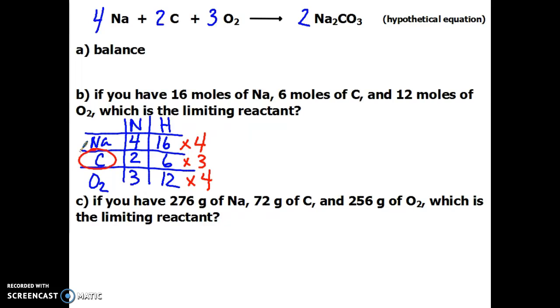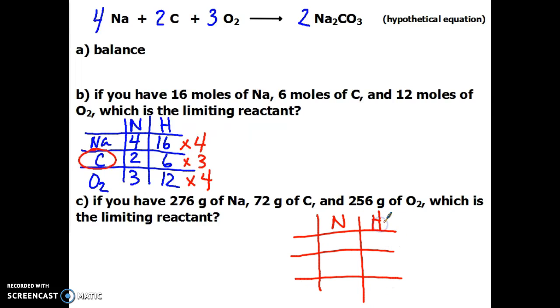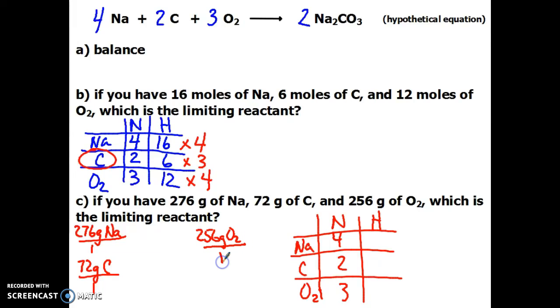Now, we're still going to use the same chart. So I'm going to go ahead and set my chart up again with my need and have. I'm going to have sodium, carbon, and oxygen. And I still have 4, 2, and 3. But the have, we don't know that yet because we have grams instead of moles. So I'm going to do 3 one-step problems to turn those grams into moles. We're going to start with 276 grams of sodium and put that over 1. We're going to have 72 grams of carbon, put that over 1. And then we're going to have 256 grams of O2 and put that over 1.